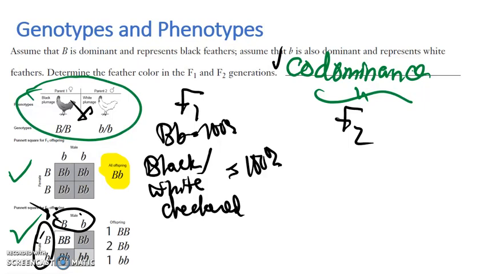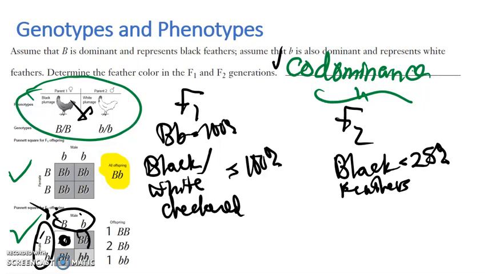Now, we have 1 box that is, of course, big B, big B. That big B box is going to represent black chicken. It's going to be at 25%, right? 1 box in the Punnett square, so it's black feathers.